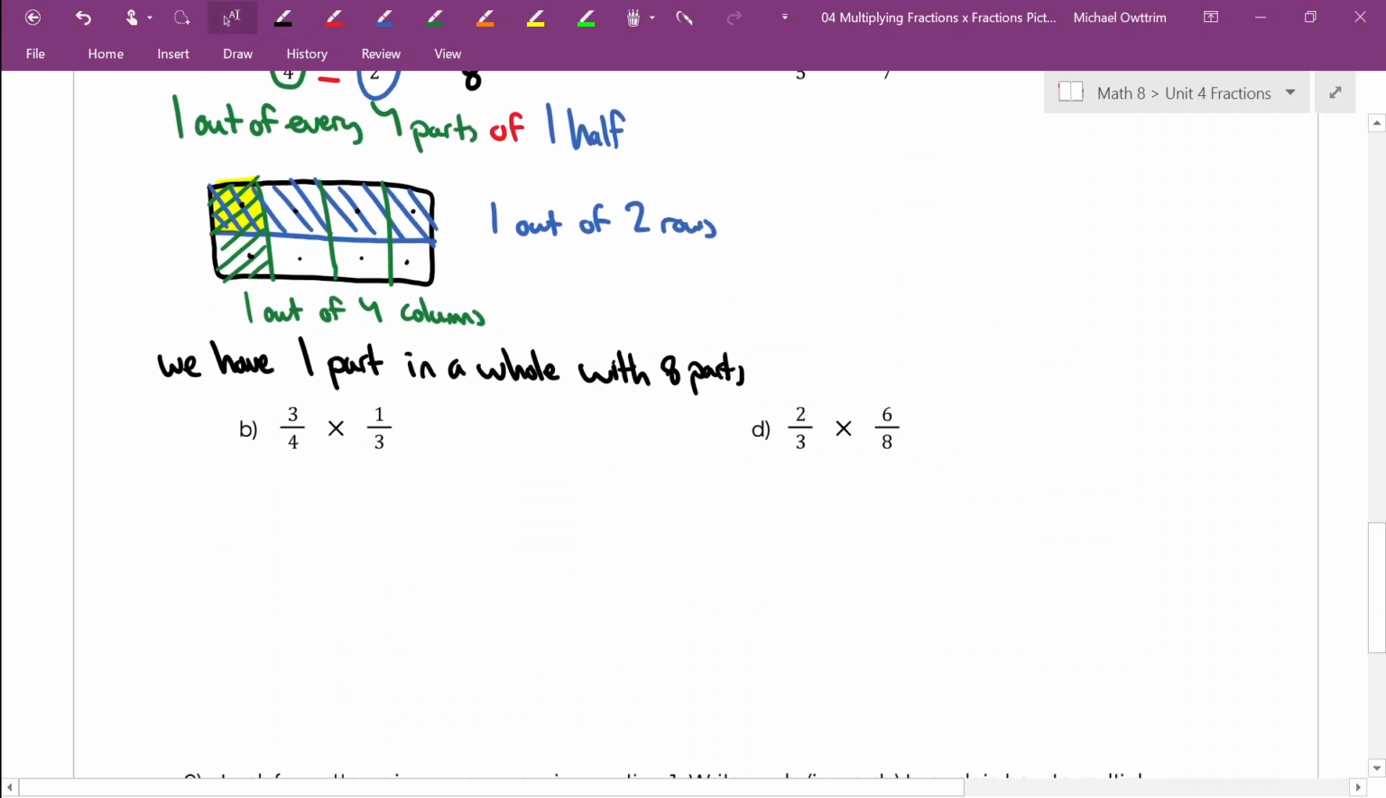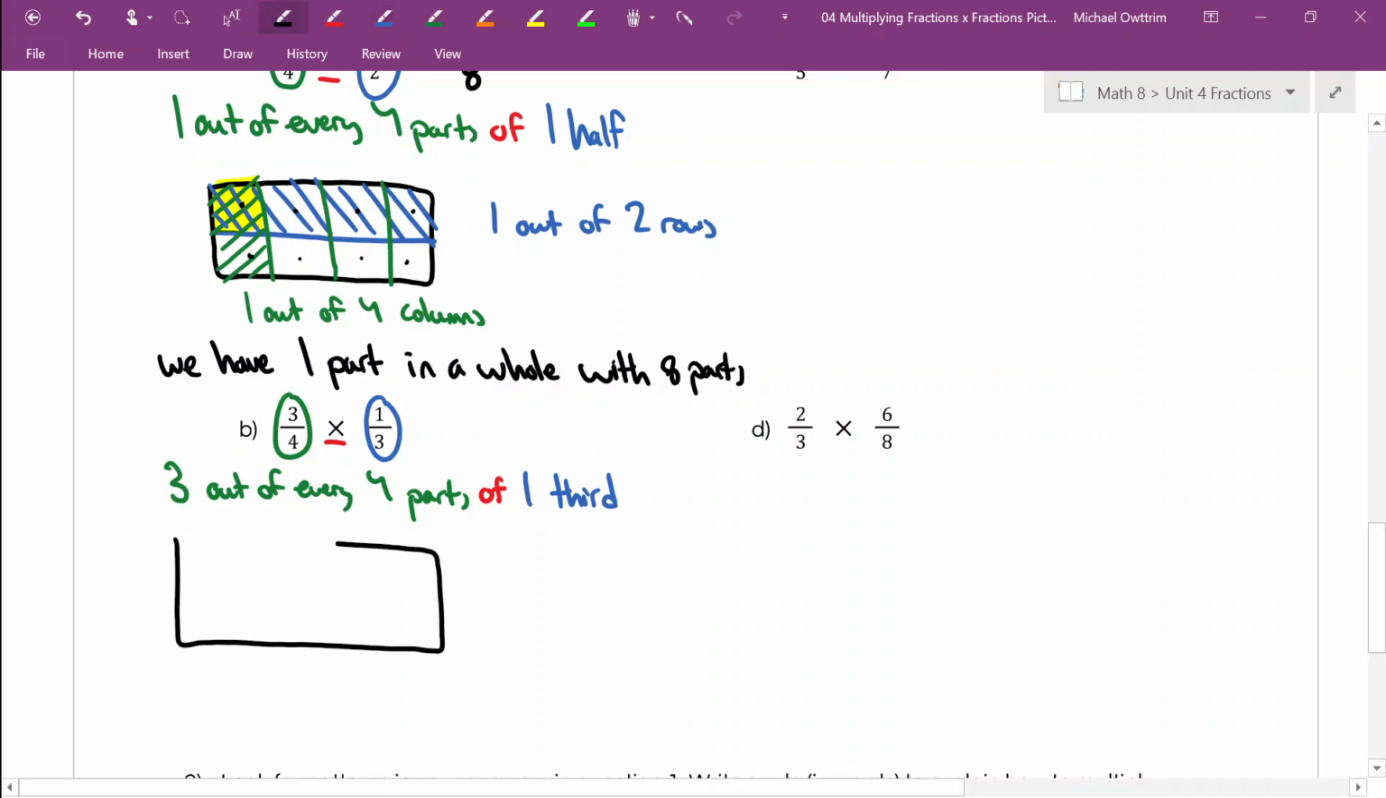In question B, we're again going to treat our first fraction as what we're keeping. So we're going to keep 3 out of every 4 parts. Our multiply sign is of. And then what do we have to begin with? We have 1/3. So again, we'll go ahead and draw our whole rectangle. We'll start by drawing what we had to begin with, which was 1 out of 3 rows. That'll be our 1/3.